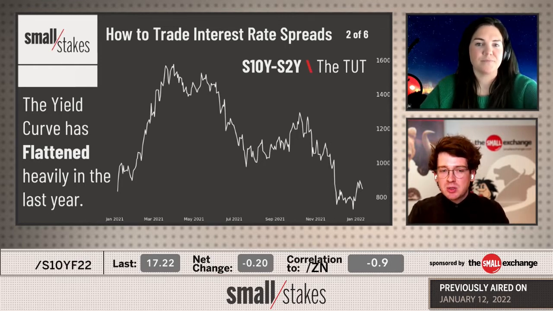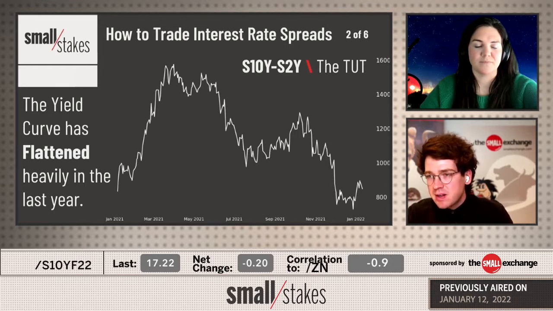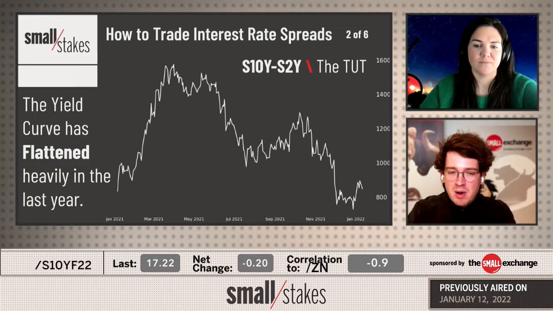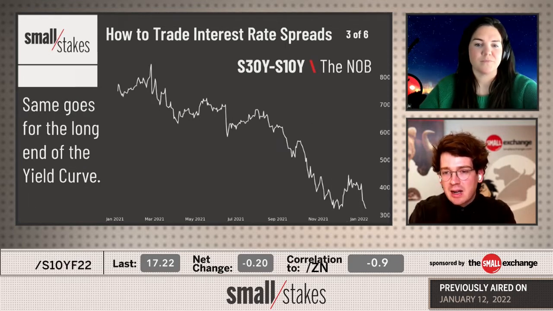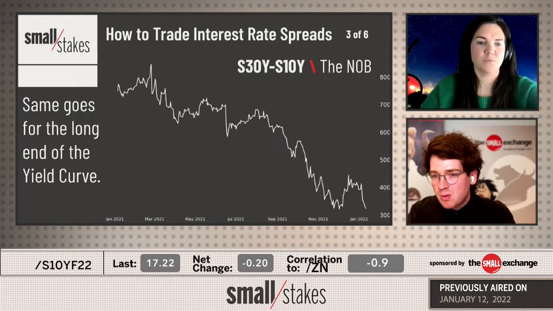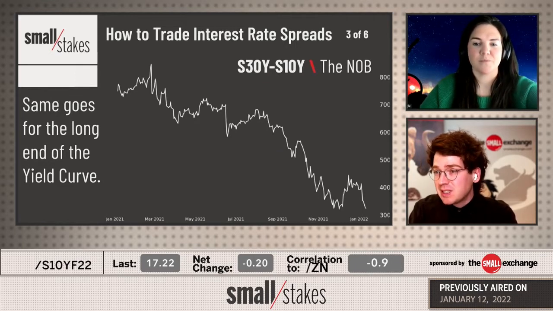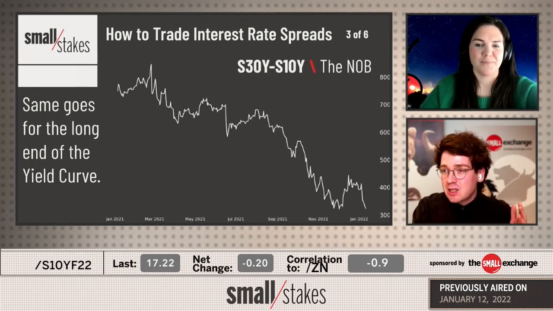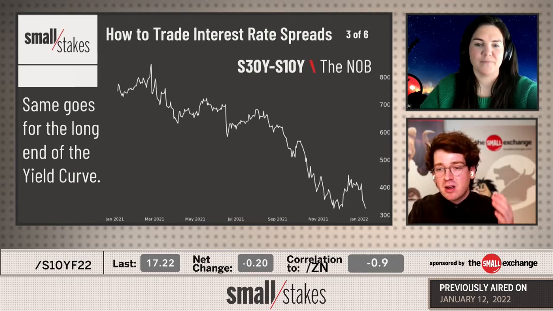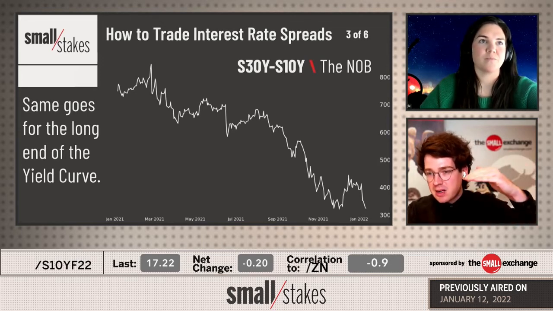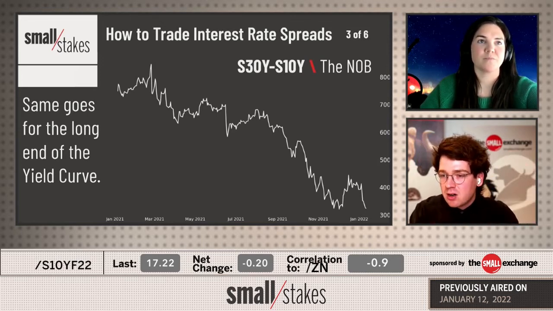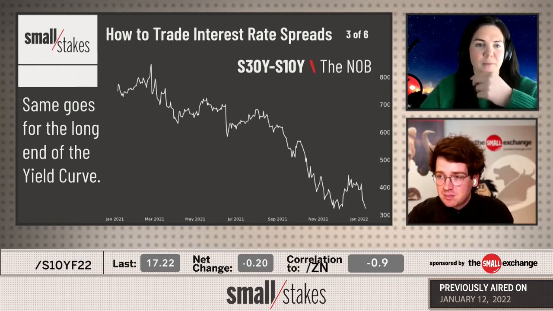But conceptually, you see that the yield curve has flattened to a very heavy degree this year, Katie. And we can talk about what that means. But first, I just want to highlight that it's the same for the NOB spread, which is notes over bonds, which is the 30-year minus the 10-year. Downward sloping price action here is called flattening, which just means yields are coming together, right? Right, exactly.